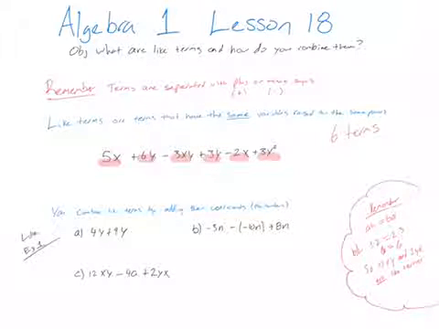Okay, now when we talk about like terms, these are terms that have the same variables raised to the same power. So, for instance here, this 5x and this 2x are what we call like terms. I'm just going to circle both of those. That one and that one are like terms because their variables match exactly. They both have x's. But they're both x to the first power, they're not x squared or something like that.